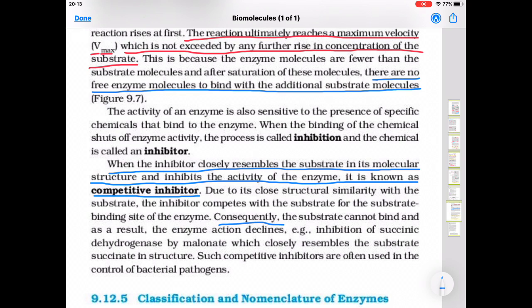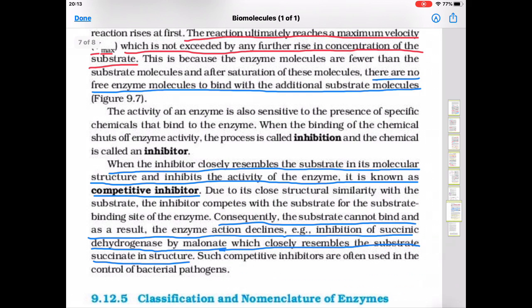Consequently, the substrate cannot bind and as a result, the enzyme action declines. For example, inhibition of succinic dehydrogenase by malonate, which closely resembles the substrate succinate in structure. Such competitive inhibitors are often used in the control of bacterial pathogens.